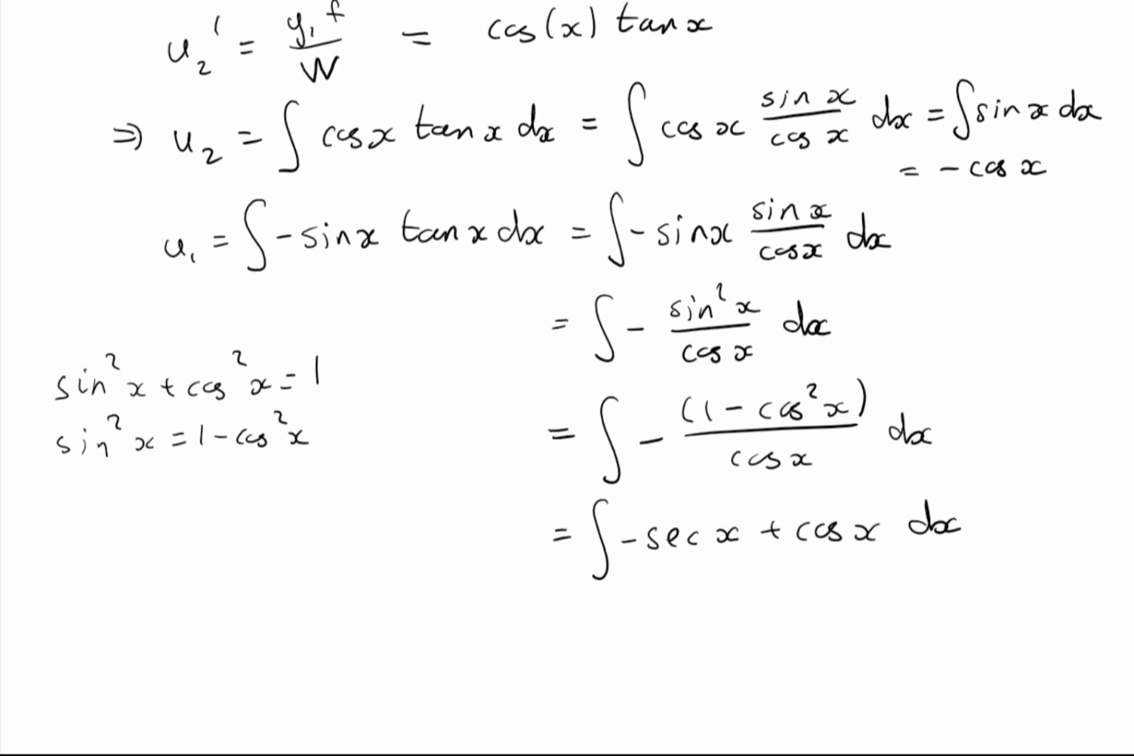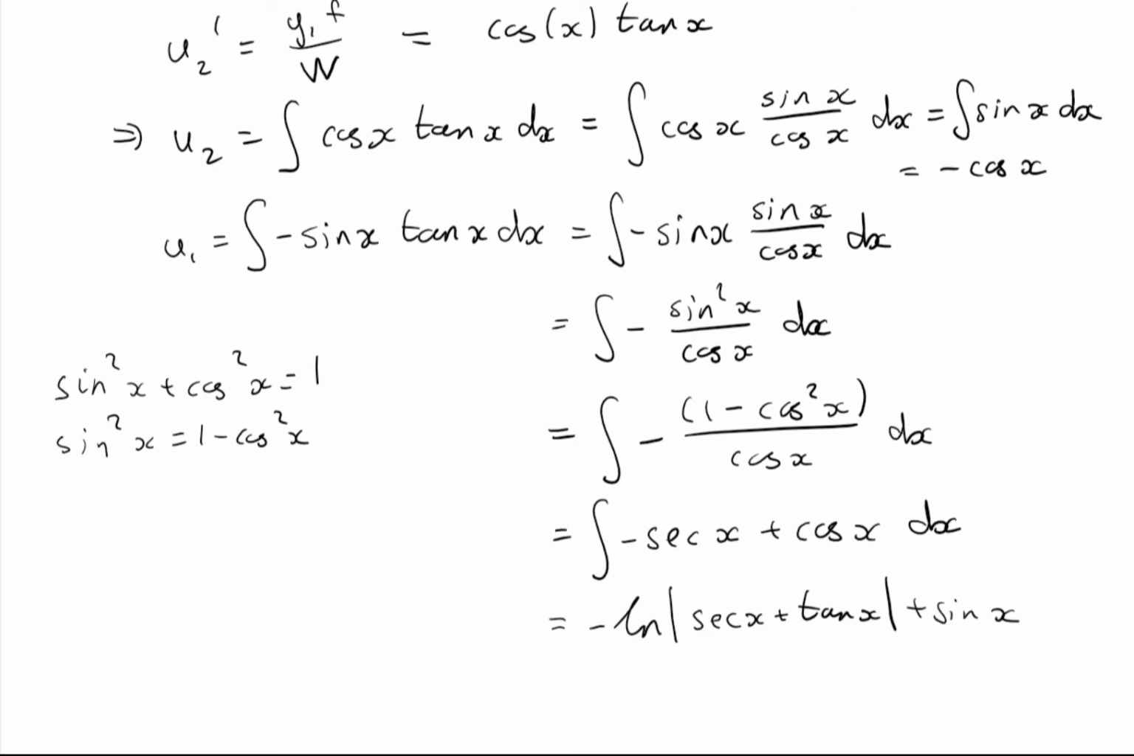But this sec function, that's a bit more tricky, and that one is a little bit difficult to do from first principles. So at this point I would just look it up in the tables, and the antiderivative of sec comes out to be the natural log of sec plus tan. So this is minus log absolute value of sec x plus tan x. It's one of these little tricks using some trig identities, and plus the antiderivative of cos, which is sine.